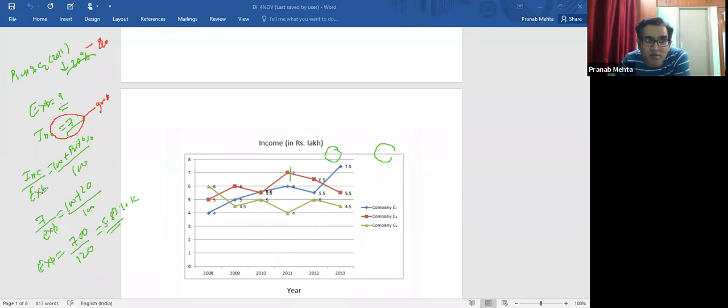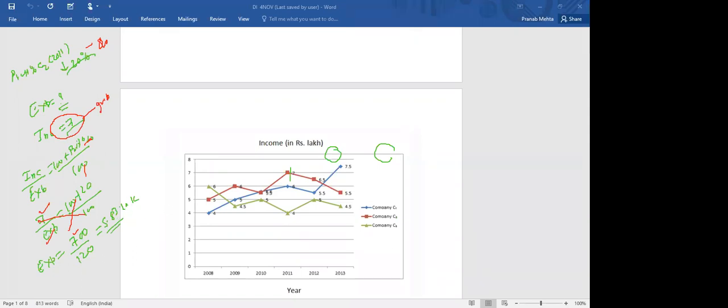Now we know the formula: income by expenditure is 100 plus profit percent by 100. So income we are getting from the graph, which is 7. Expense, I don't know, I'll write it as it is. 100 plus 20%. This 20% is given in the question. So 100 plus 20% by 100. I do cross multiplication. 100 into 7 is 700, and this I bring here. So 100 plus 20 is 120. So expense is 700 by 120, which is 5.83. Understood? Any doubt? No, sir.